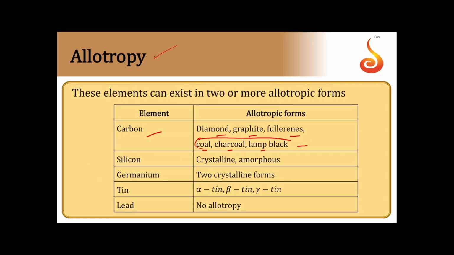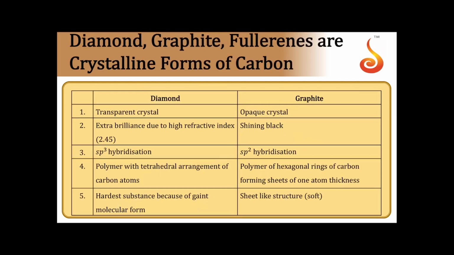Silicon has crystalline forms, and amorphous forms are there. Germanium has two crystalline forms here. Tin is having alpha tin, beta tin, and gamma tin. Lead doesn't exhibit any allotropic form. Let us see the importance of the differences of diamond, graphite, and fullerenes. So importance comes only for those three allotropic forms of carbon.